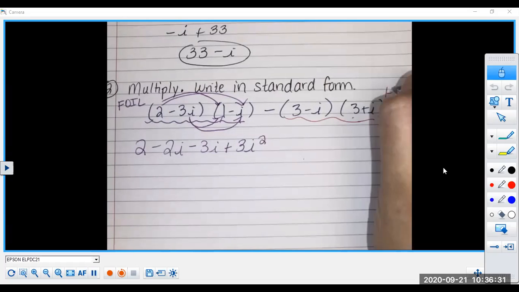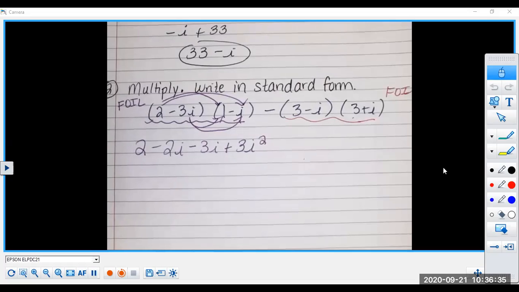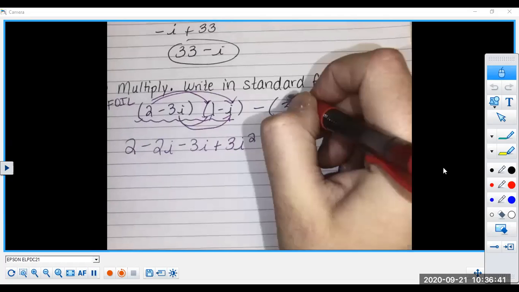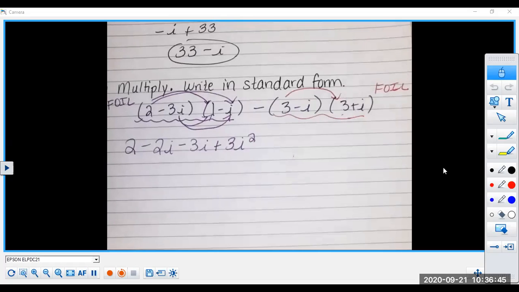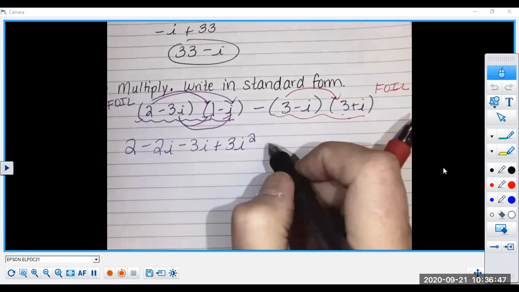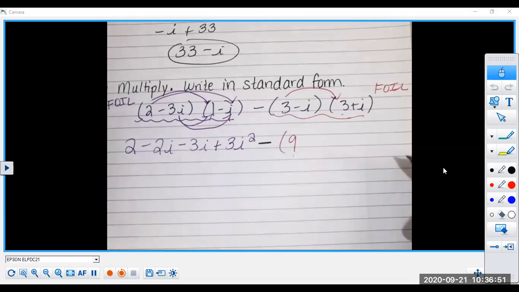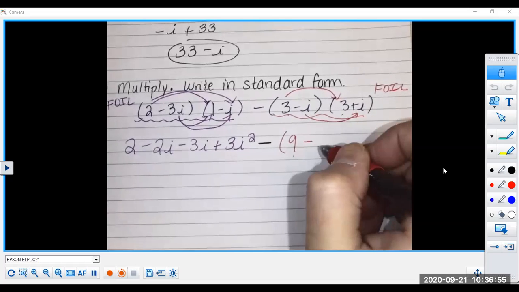All right, let's FOIL these. These are conjugates, so you only have to do what part of the FOIL method? Your first and your last. Can you tell me why? Your middles cancel. So first and last will give you negative i squared.